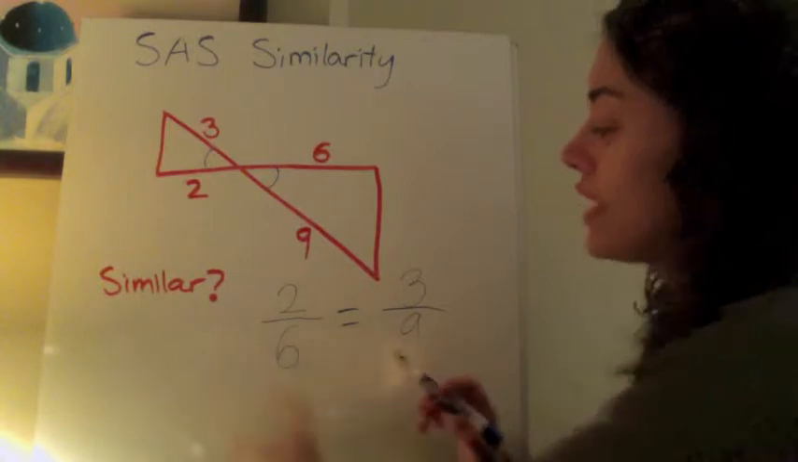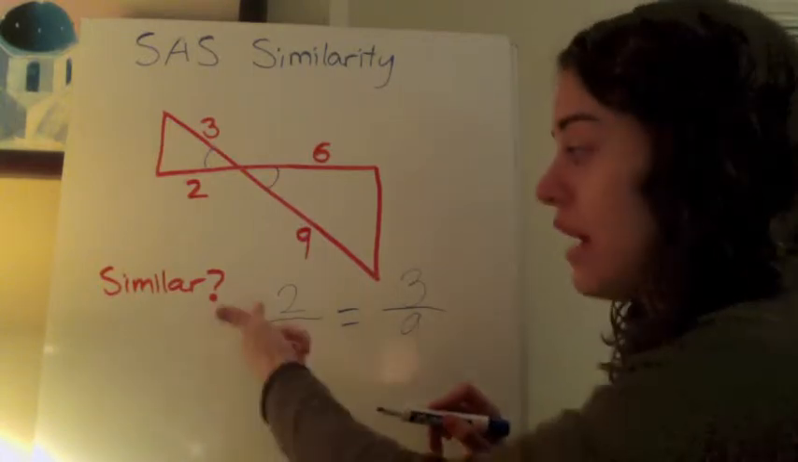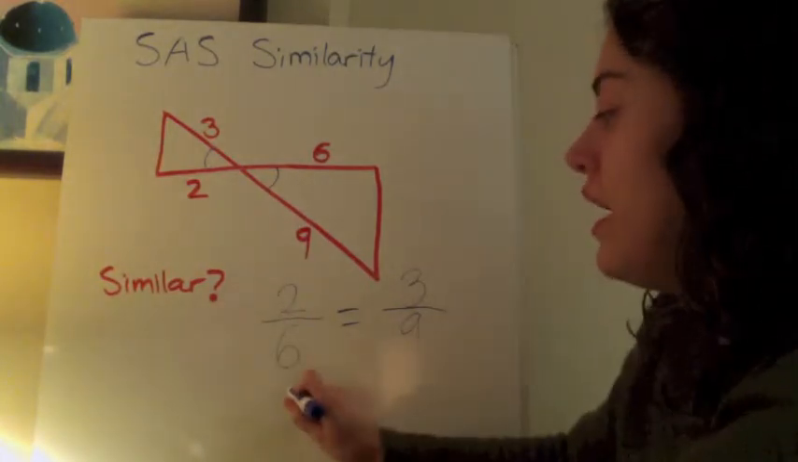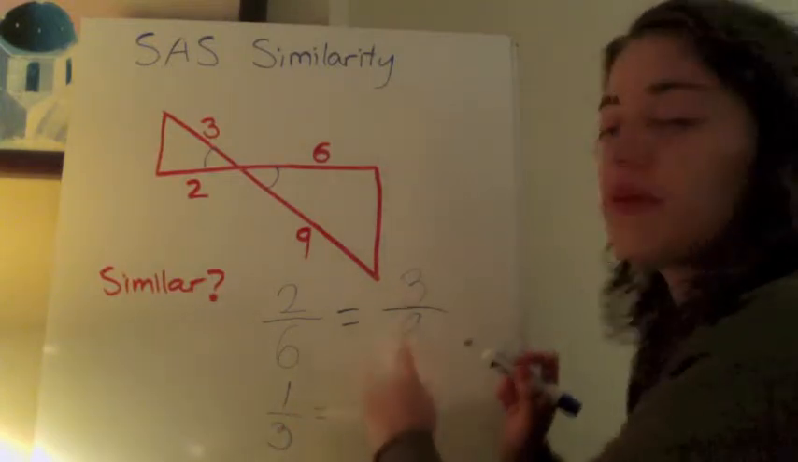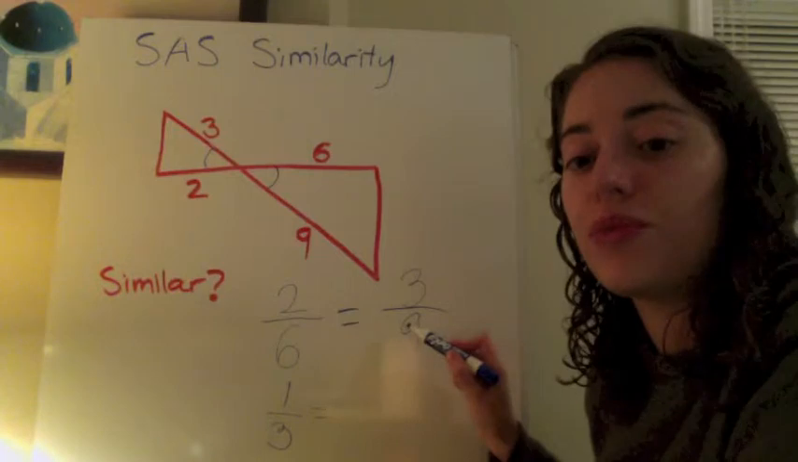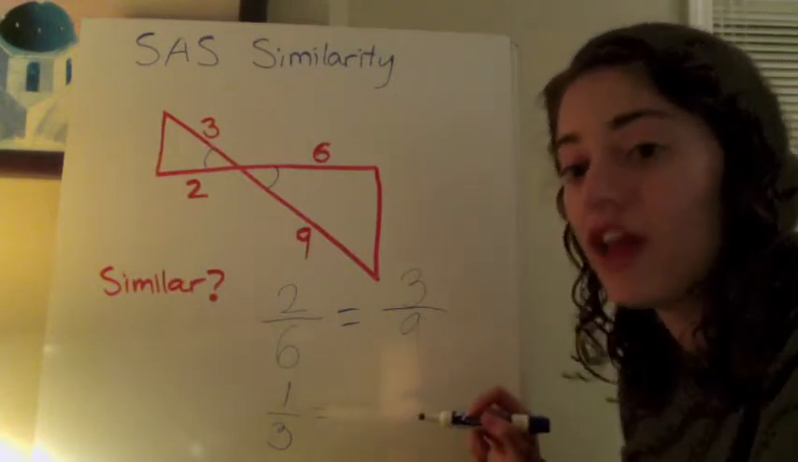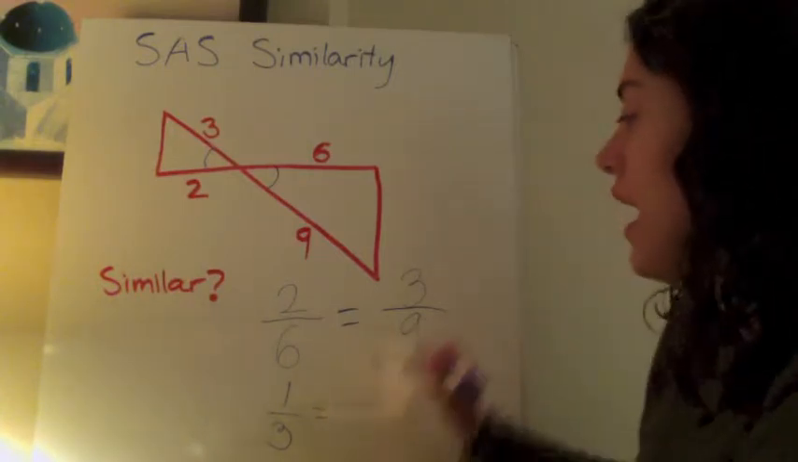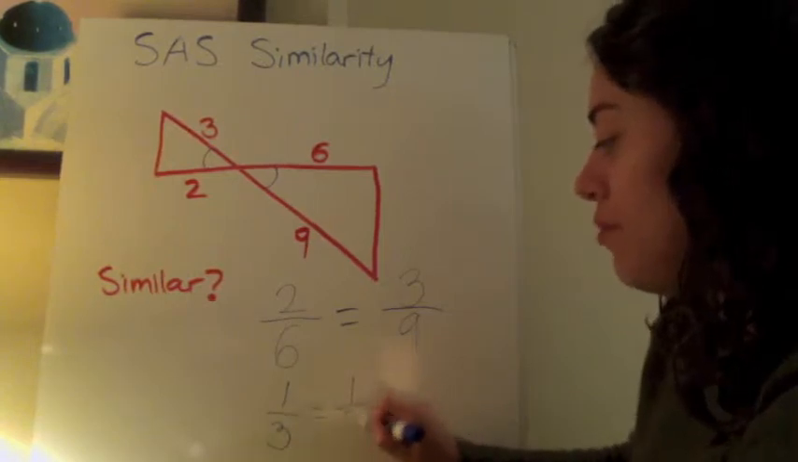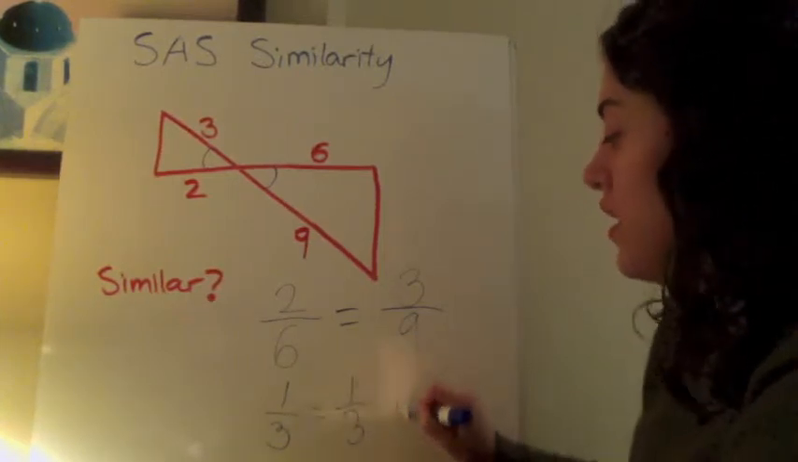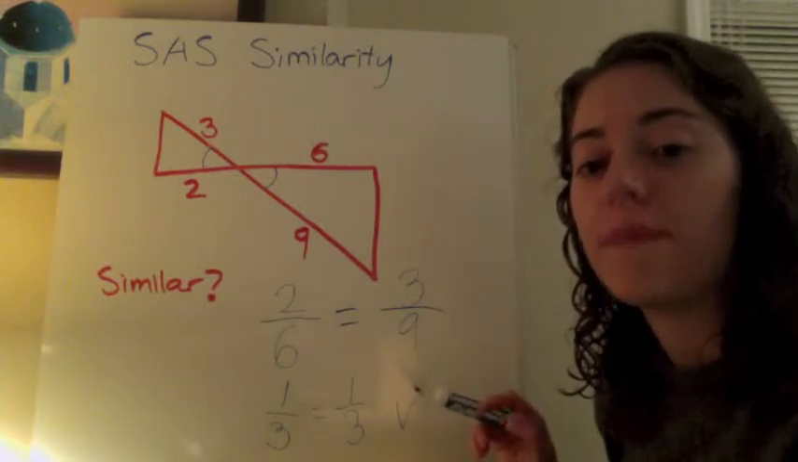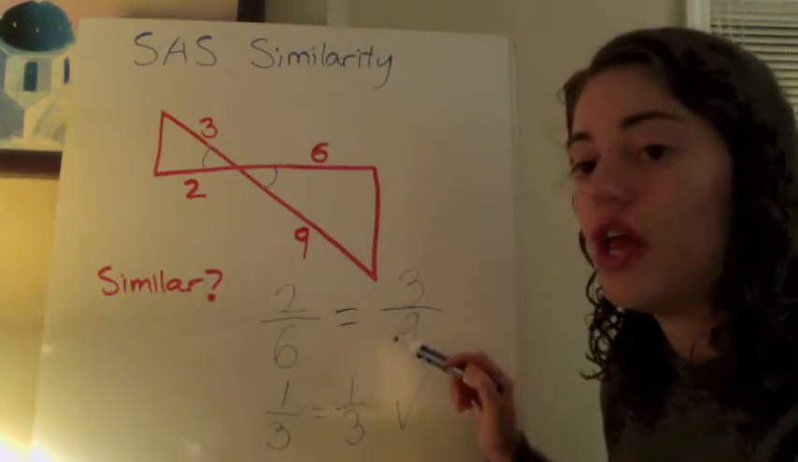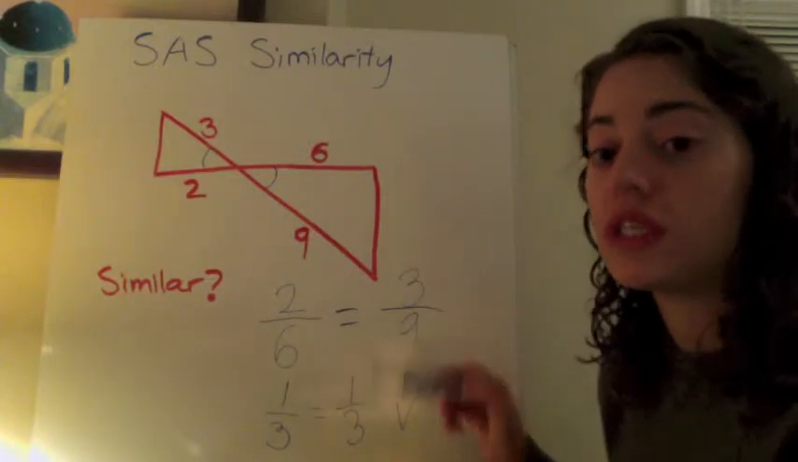Now, 2/6. I can divide both of my denominator and my numerator by 2, and I would end up with 1/3. For 3/9, I can divide my numerator and my denominator by 3. 3 is a common factor, and if I divide them by 3, I will end up with 1/3. This works, okay? These two are similar because they are proportional. They're fractions reduced to the same thing.